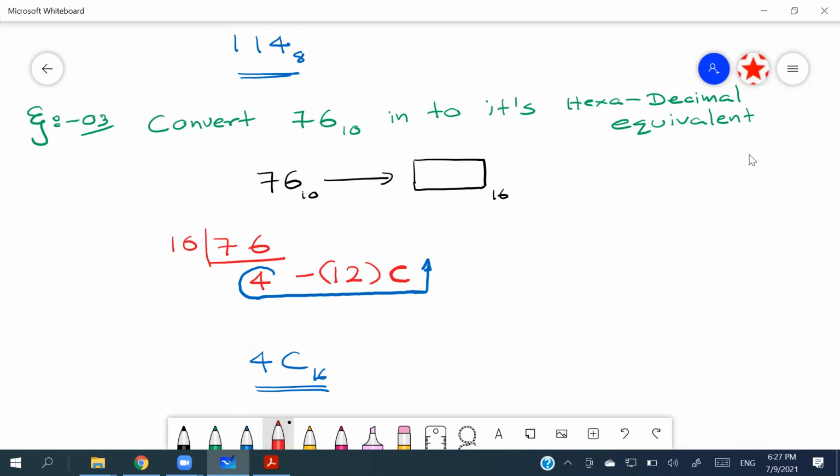If you are going to continue with the second method, you are dividing this 4 by 16, so you will get 0 and 4 is remaining. So then you can consider the remainders from bottom to top, which gives you the same answer, right? Yeah, that's great.